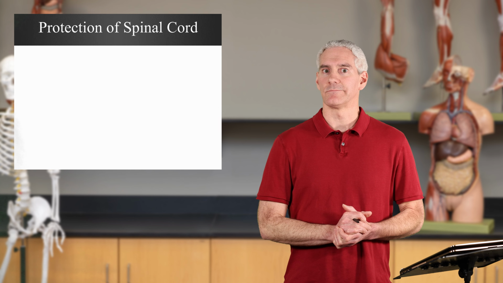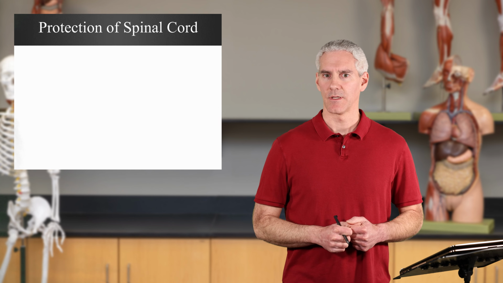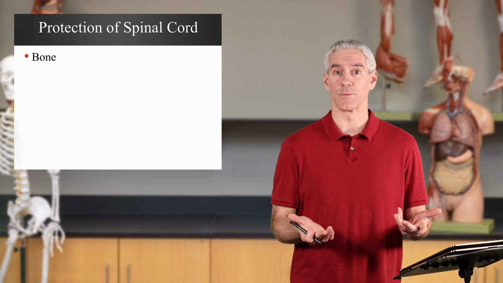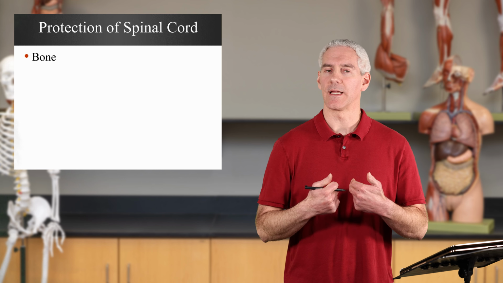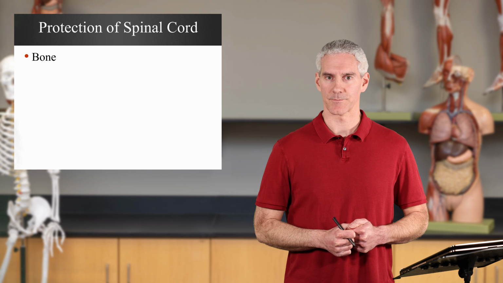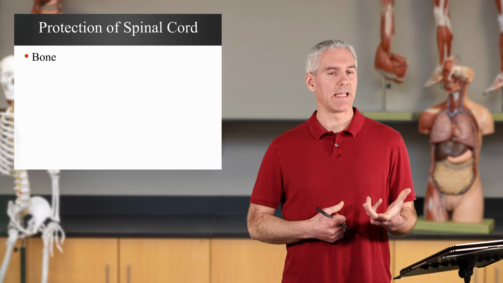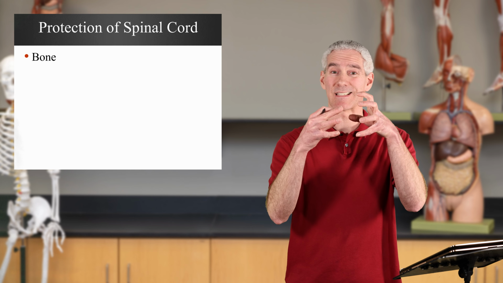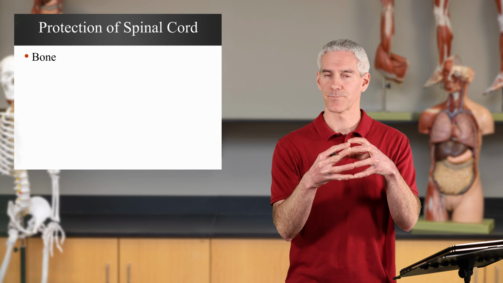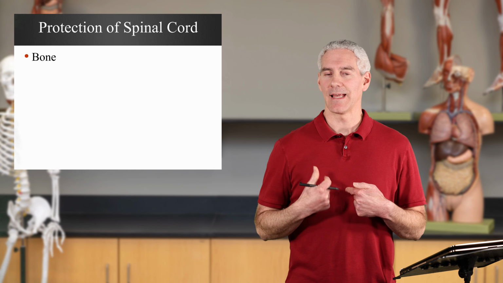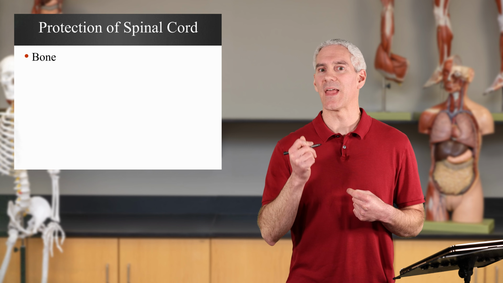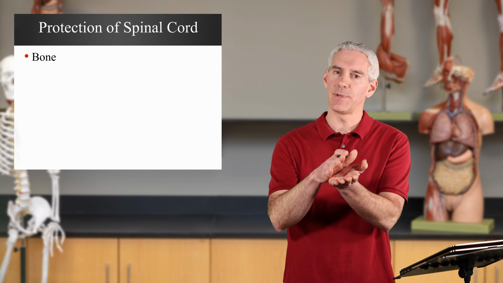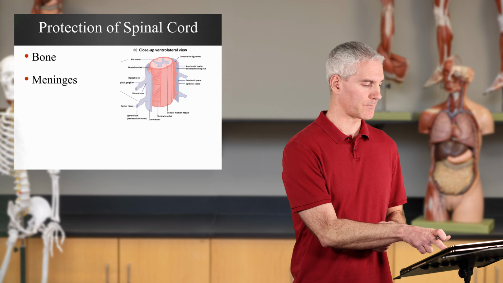So just like the brain, we need to protect the spinal cord. So how do you protect it? Well, first thing, bone. All the vertebrae are protecting the spinal cord. Now, the interesting thing here is, though, unlike the brain that has all those bones around it, they're a solid piece. They don't move. Your vertebrae are protecting the spinal cord, but they have to be able to move.